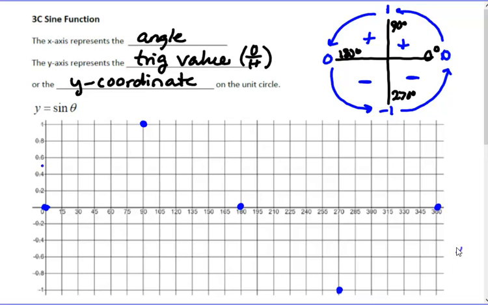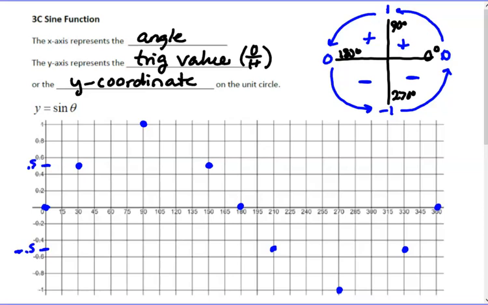All right, so we talked about every place where we have a 30-degree reference angle, it's either positive or -1/2. So let's put 0.5 on our graph, and let's put -0.5 here. So positive 0.5 is going to occur at 30 and at 150. -1/2 is going to occur at 210 and at 330, because those are all of our angles that have a 30-degree reference angle.